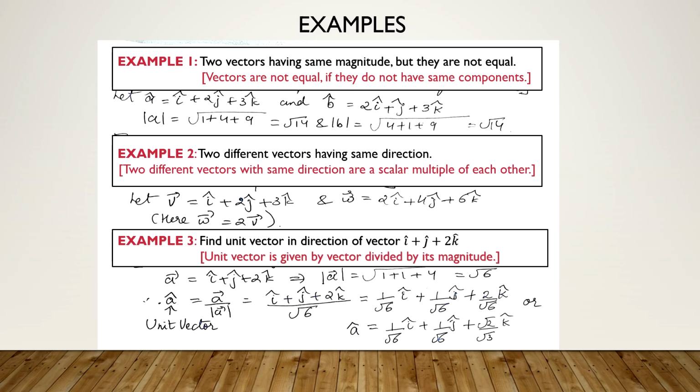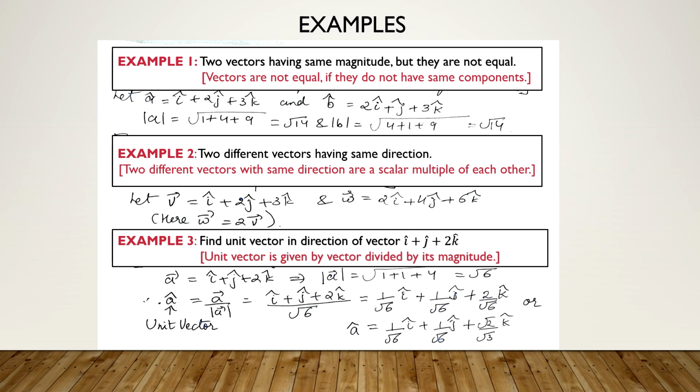Give an example of two different vectors having the same direction. This also we have seen. Remember, when they have the same direction, one vector will be a scalar multiple of the other. Then only they will have the same direction. So suppose vector V is i plus 2j plus 3k, and suppose vector W is 2i plus 4j plus 6k. You can see that vector W is equal to 2 times vector V. So in this case, they are two different vectors, but they have the same direction.